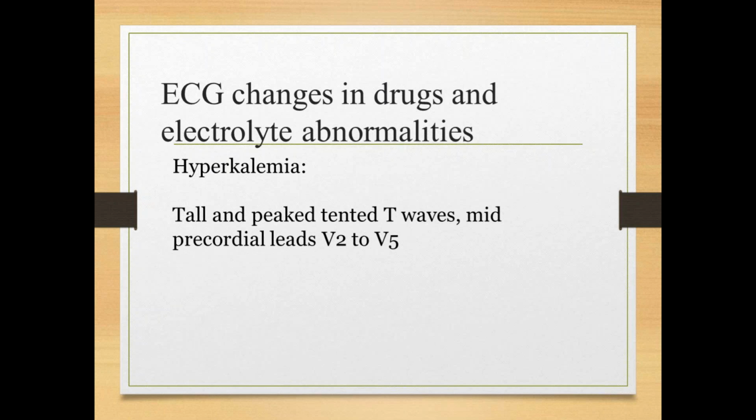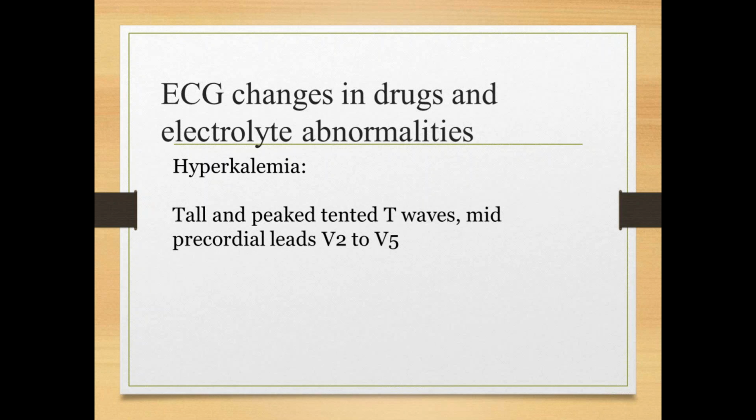Now coming to the last topic, that is ECG changes in drugs and electrolyte abnormalities. In hyperkalemia, that is, when potassium levels are very high in the blood, you get tall and peaked, tented T waves in the mid precordial leads, that is in V2 to V5.